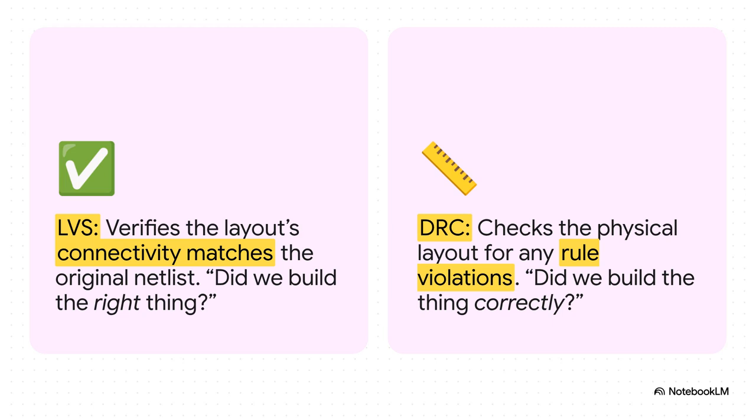So let me put it this way. LVS asks the question, did we build the right thing? It compares the final function to the original intent. Meanwhile, DRC asks a totally different question. Did we build the thing correctly? It just checks the physical geometry against the rules. Both of these have to be 100% clean, no exceptions.